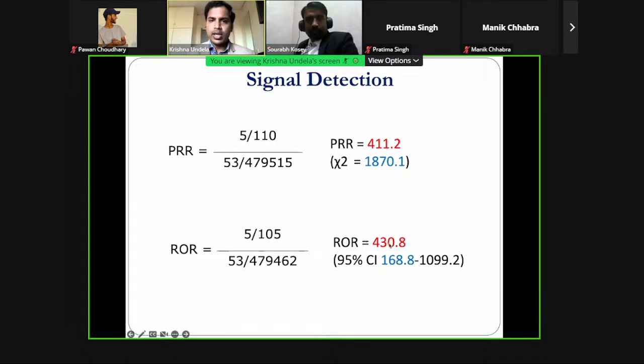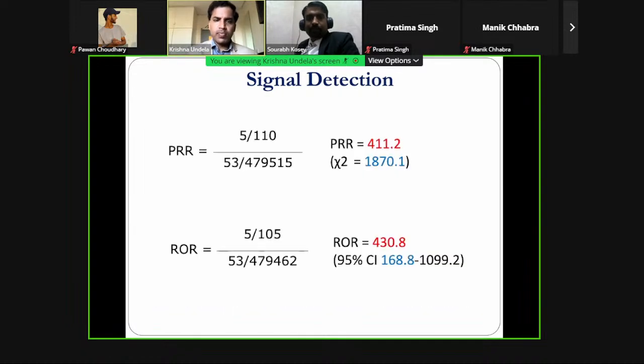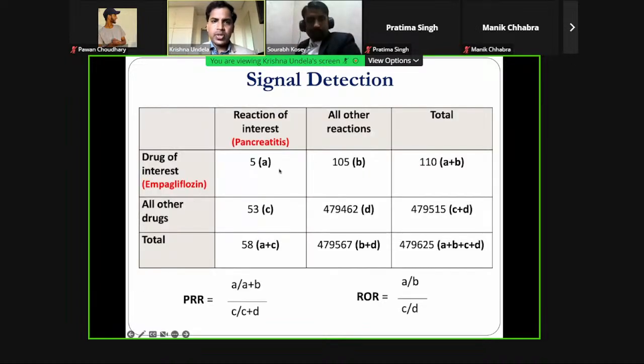Usually with RR and OR, we are going to see 1, 2, 3, 10, something like that. But here you can see that the PRR is 411 and the ROR is 430. So how do we understand the signals? Now we got these values. Can I say that a signal is identified between empagliflozin and pancreatitis, based on the values we have taken here?